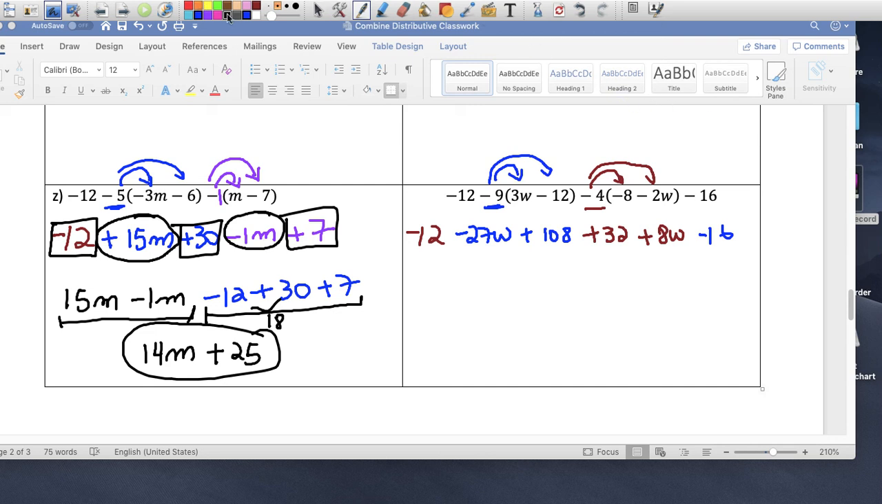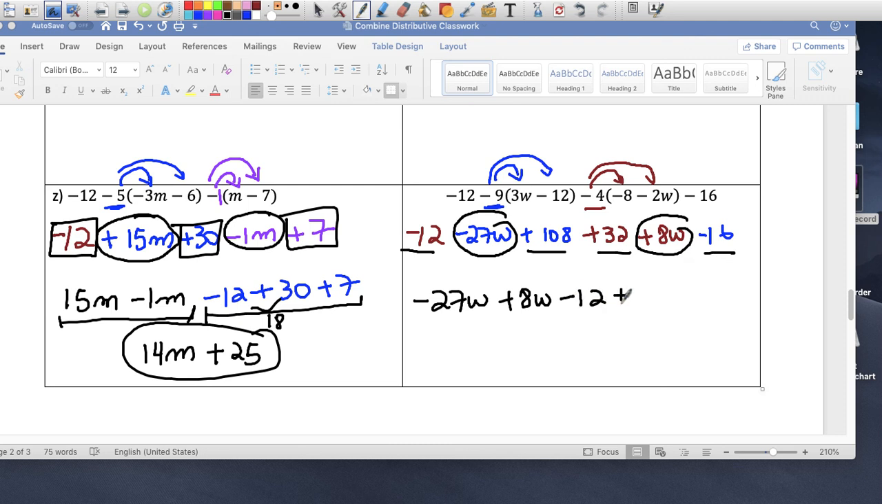So, let's circle the w's. There's a w here. I'll put it in the front. Next to it, I'm going to put this guy here, 8w. And everything else looks like they're all the same, right? This is a number, a constant, a constant, a constant. Those four terms can be put next to each other. Negative 12 plus 108 plus 32 minus 16. So they're all the same.